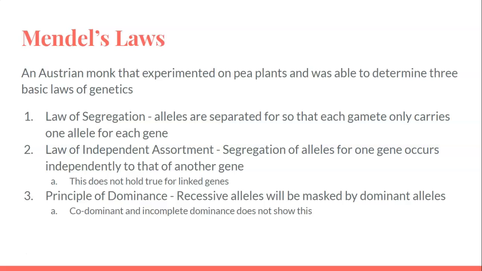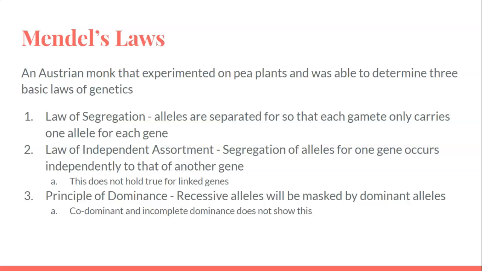As a reminder, Gregor Mendel was an Austrian monk. He experimented with pea plants, and he's known as the father of genetics. He is the person that gave us all of the laws that we use for typical classical genetics.